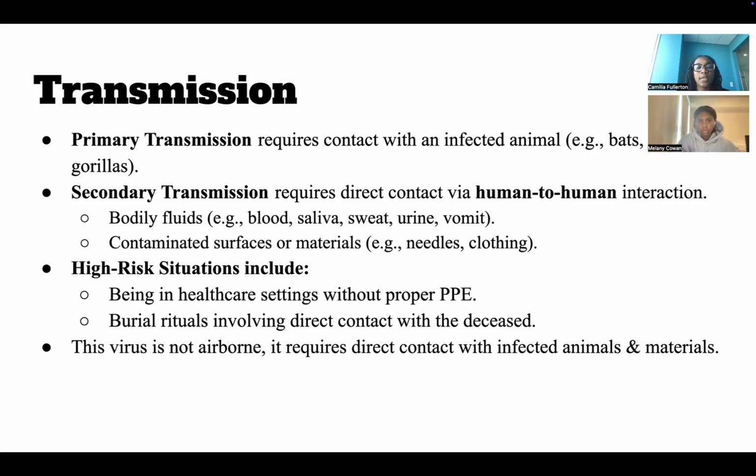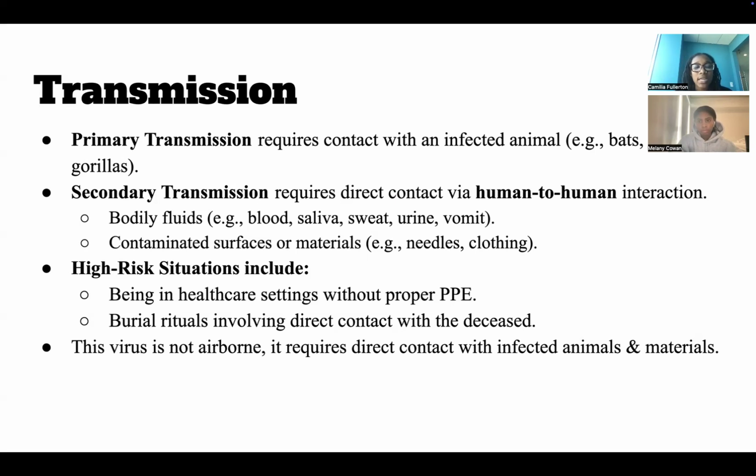As you can see, the individuals that would probably be most exposed to this would probably be family members that are in contact with someone that has the Ebola virus, or possibly health workers who are surrounded by individuals who have the Ebola virus. And secondary transmission is possibly the highest transmission rate possible. High-risk situations include being in healthcare settings without the proper PPE, like mentioned before, and burial rituals involving direct contact with the deceased.